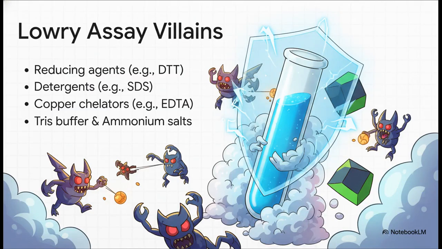Let's take a closer look at what I like to call the Lowry assay villains. If your protein is happily swimming in a buffer containing DTT or beta-mercaptoethanol, watch out. These reducing agents will artificially interact with the assay and ruin your reading. Detergents like SDS or Triton X-100 can actually cause precipitation. Then you have EDTA, which is a chelator. Its entire purpose in life is to steal metals, meaning it will literally steal the copper right out of your reaction. Even super common buffers like Tris or ammonium salts can severely suppress that beautiful blue color response.